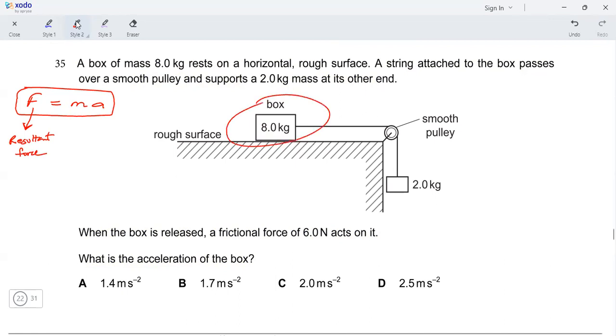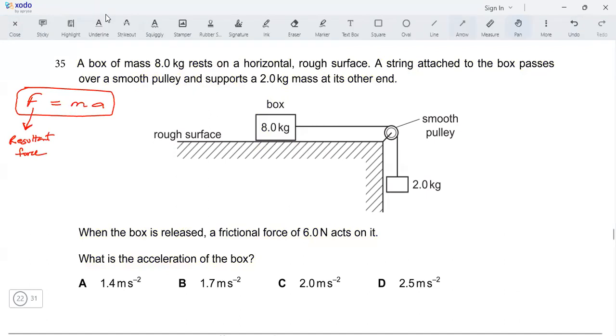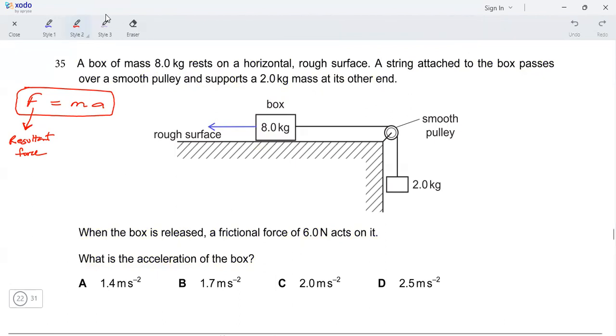Now let's look at all the forces acting on the box. First of all, we have a frictional force, which is given as 6 Newton, and it's going to be to the left. The reason it's to the left is because the box is moving to the right, and frictional forces always act opposite to the direction of motion. Okay, what else do we have?